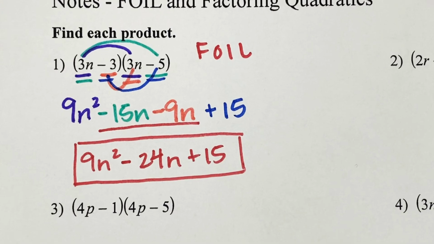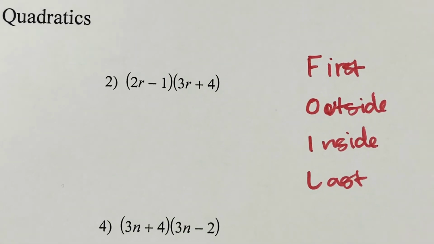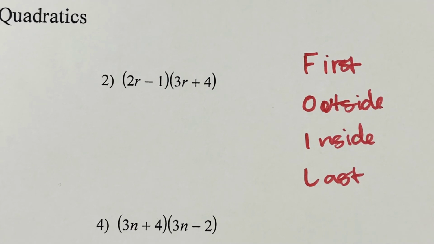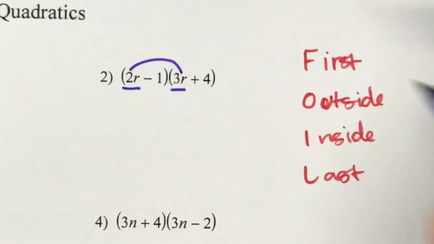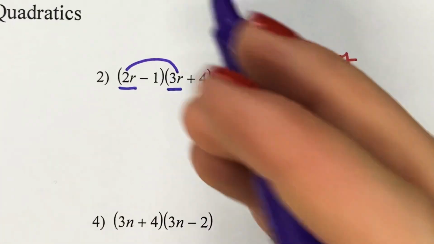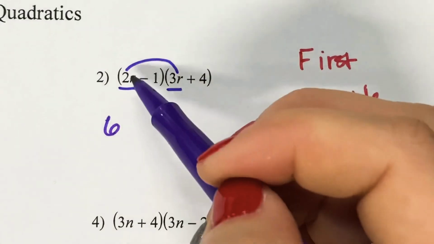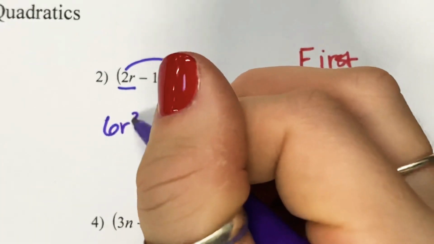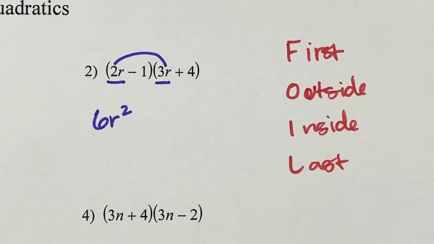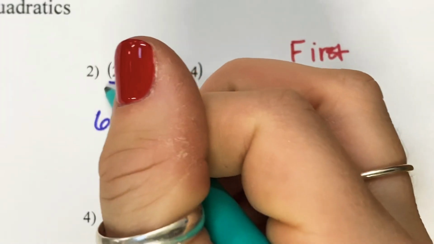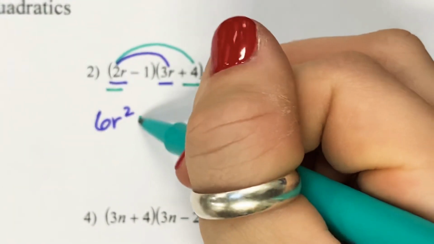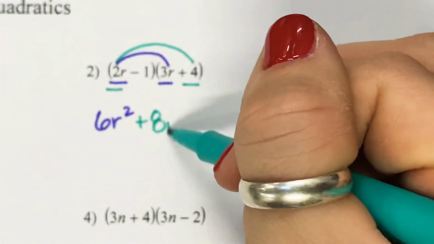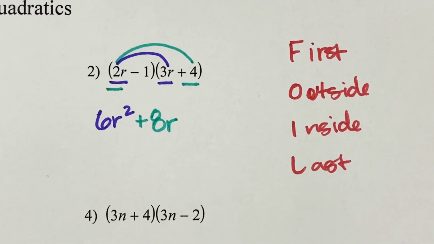Okay, so let's do FOIL again on number 2. Okay, so F in FOIL stands for first. So we're going to multiply our first terms together, 2r times 3r. 2 times 3 is going to give me 6. Okay, r times r, or 2 r's, is r squared. Okay, so there's our F in FOIL. Now we need to do our O. So outside is 2r times positive 4. So 2 times 4 is positive 8. There was one r being multiplied, so positive 8r.